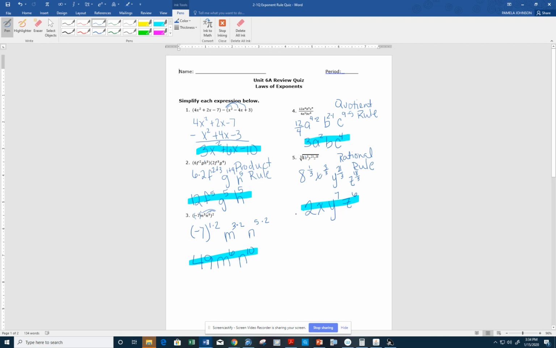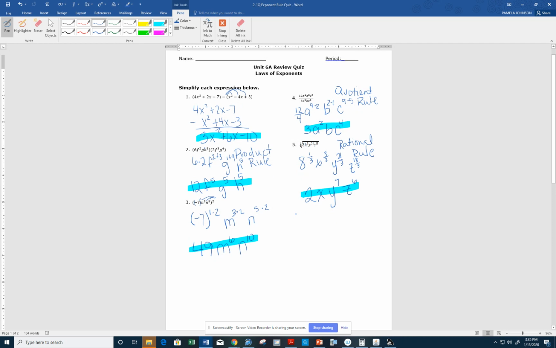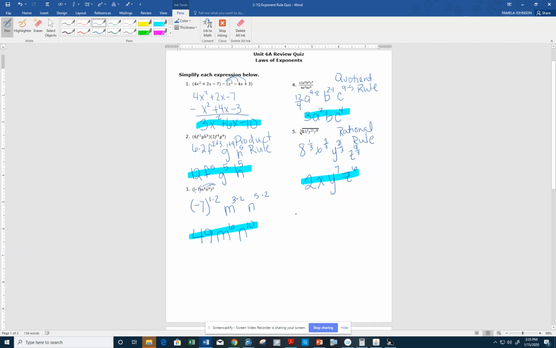Figure out what your error was and try to take care of that for tomorrow. Make sure on your test tomorrow that you remember not to make that error again, that you watch for that. This, I forgot to write here. This number 3 was the power rule.